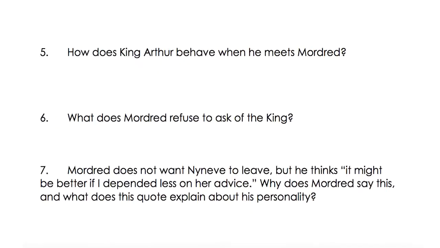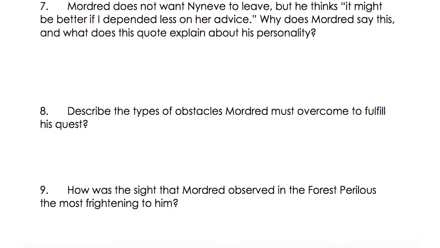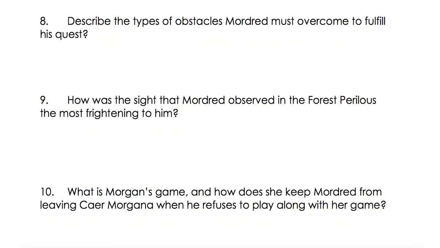Now, Mordred also meets King Arthur, and there is a specific way that he acts when they meet again. So you'll document that in this particular section. And then finally, Mordred himself is going to go on a quest to find an item that we'll discuss in class here. So you're going to describe the different obstacles that he encounters as he leaves to go on his quest.